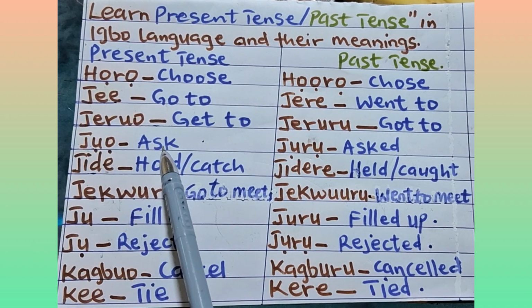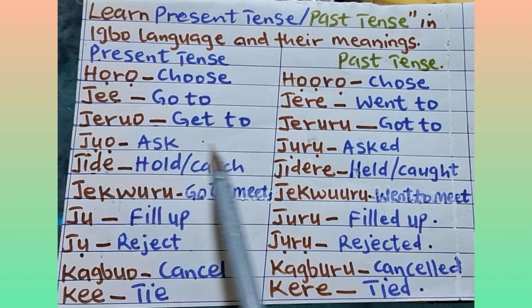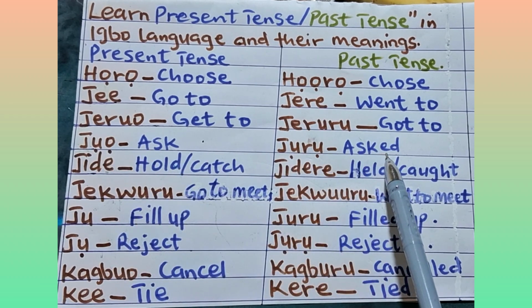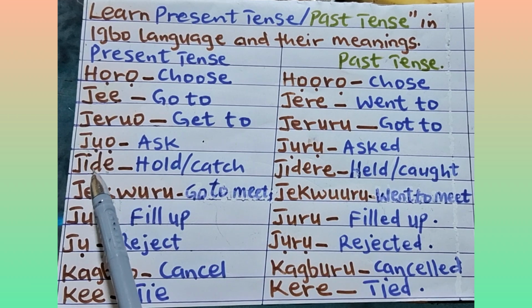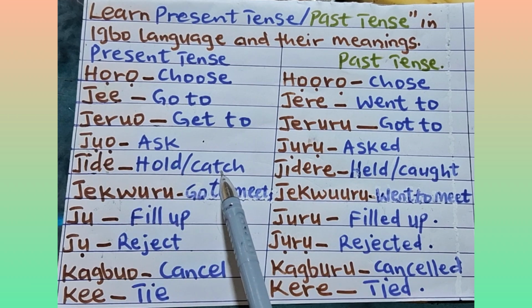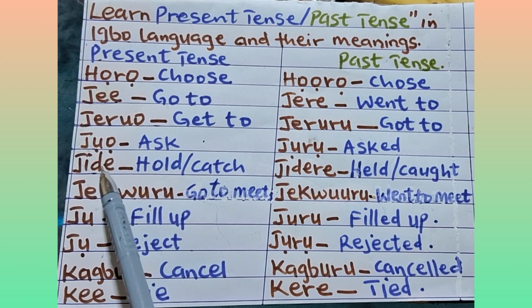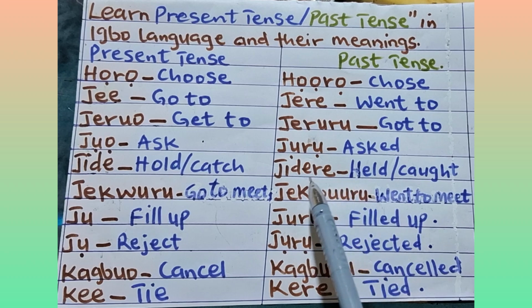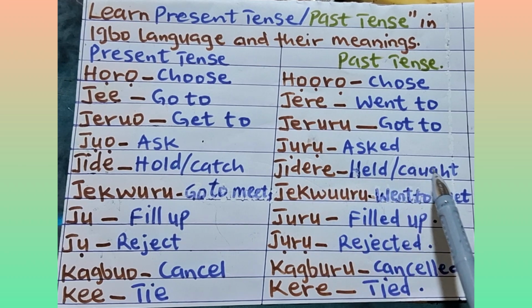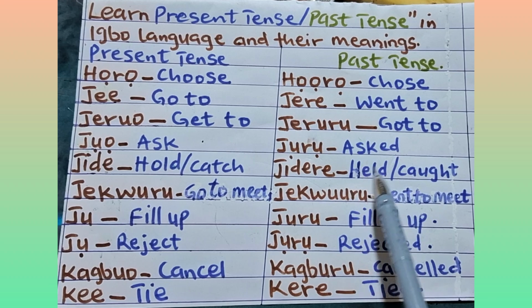Juo, ask. Past tense of juo is joro, asked. Jide, hold or catch. Past tense of jide is jidere, held or caught. Maybe to hold someone doing something or to catch someone.